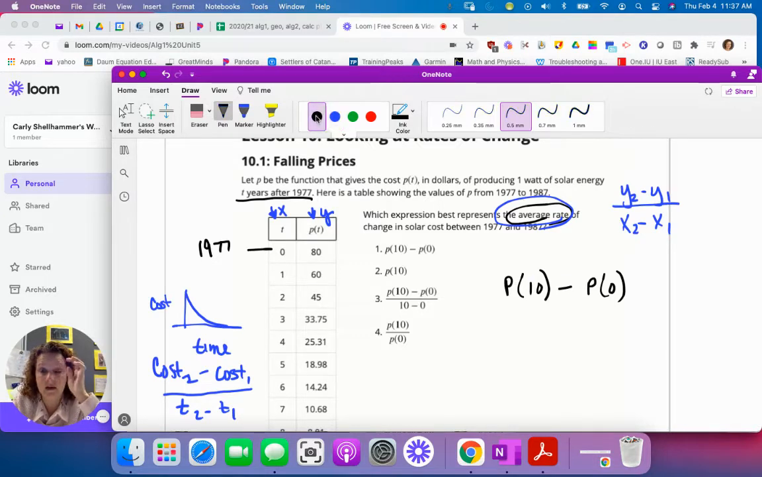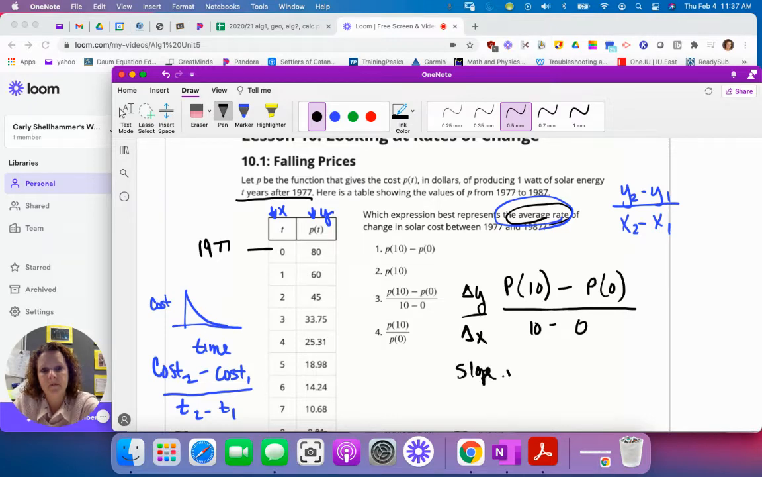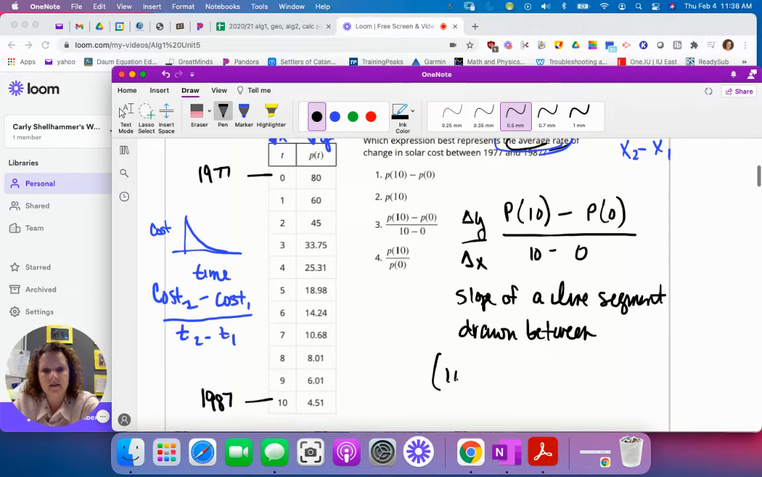P of 10 is cost 2, so it's the price at 1987, minus P of 0, the cost at 1977, over 10 minus 0. So this is my change in y over my change in x. It's the slope of a line segment drawn between ordered pair 10 comma P of 10 and ordered pair 0 comma P of 0.